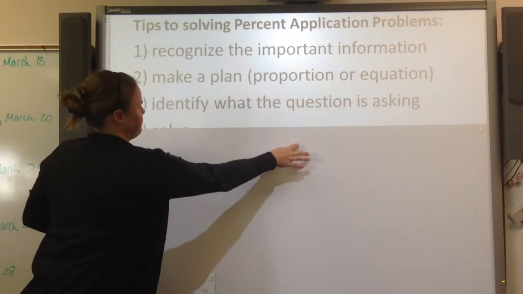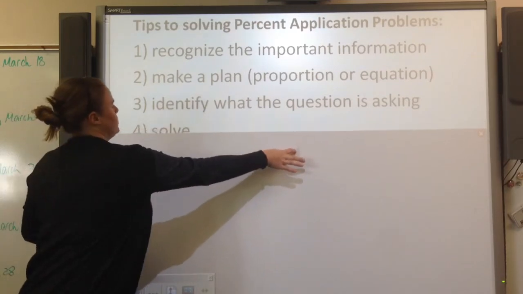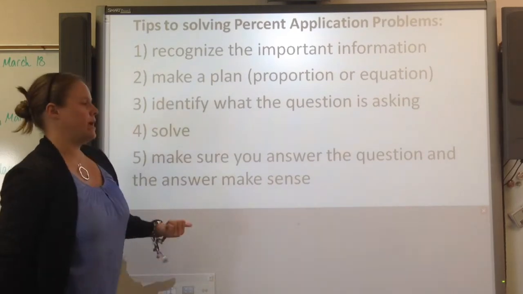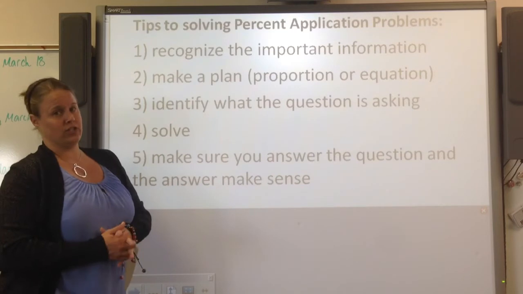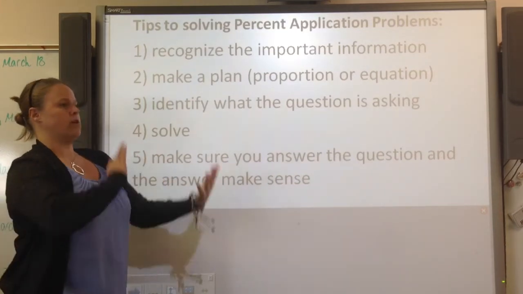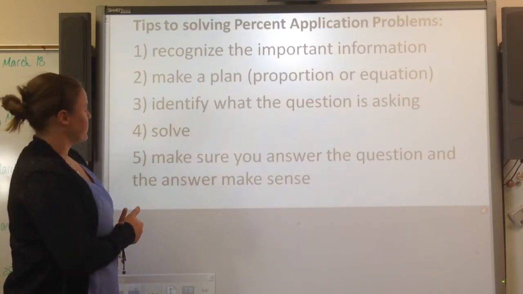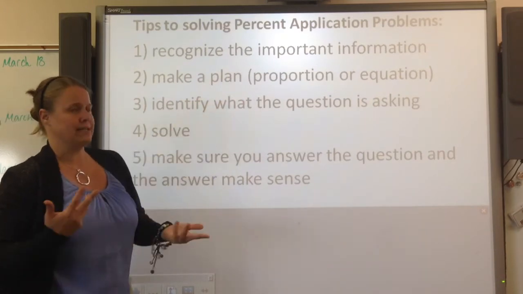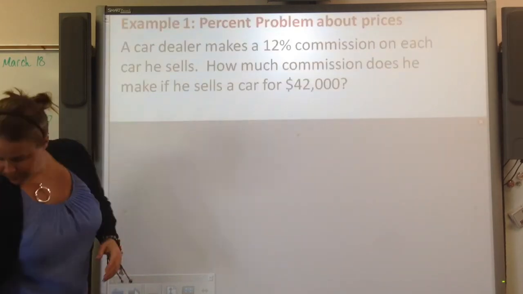Step 3 is identify what the question's asking. Step 4 is to solve. And step 5, make sure you read the question and make sure your answer makes sense of what the question is asking. You don't get stuck on not completing the problem or giving the wrong answer to the wrong part of the problem, so reread it to make sure you're good to go. Those are the 5 steps in solving a percent application problem, and basically any problem, really. All right, so let's get into it.